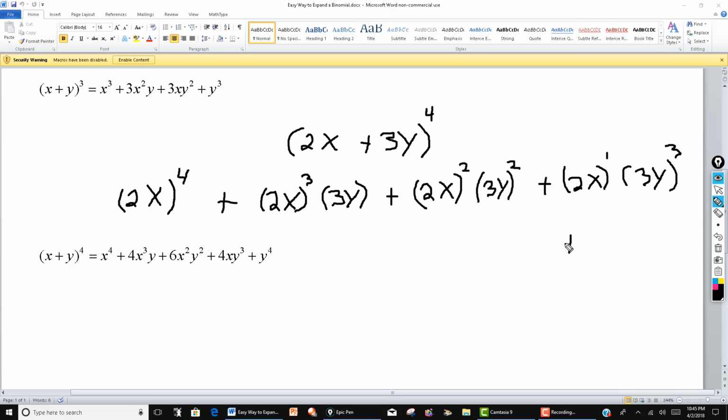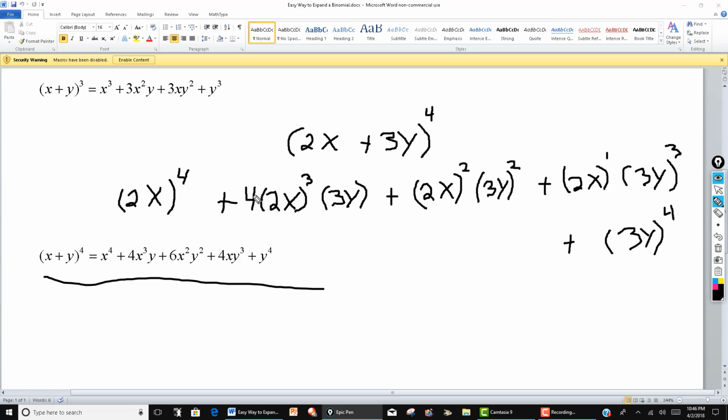Okay, then the last term will be 3y to the fourth. And the 2x goes to a power of 0, so that's just a 1, so I leave it. Okay, so now just like on this one right here, I'm going to do the same thing, except instead of just an x and a y, I have a 2x and a 3y, but it's still going to work the same. Here I sense it to be a 1 here, so it's 4 times 1 is 4 divided by 1. That's 4.